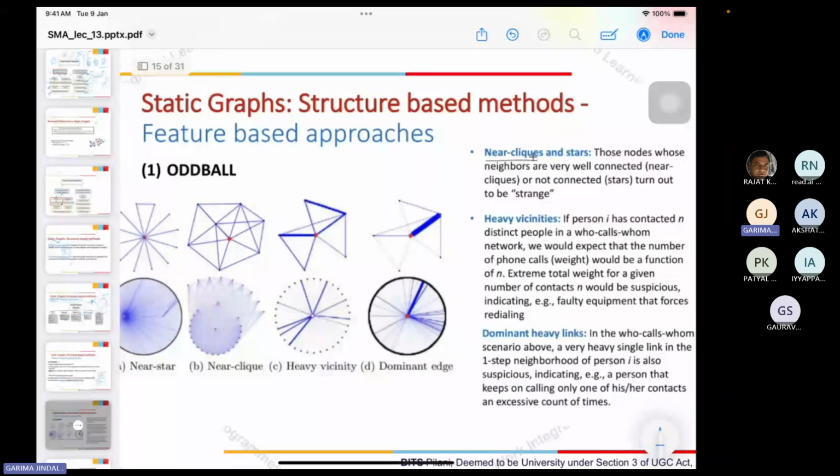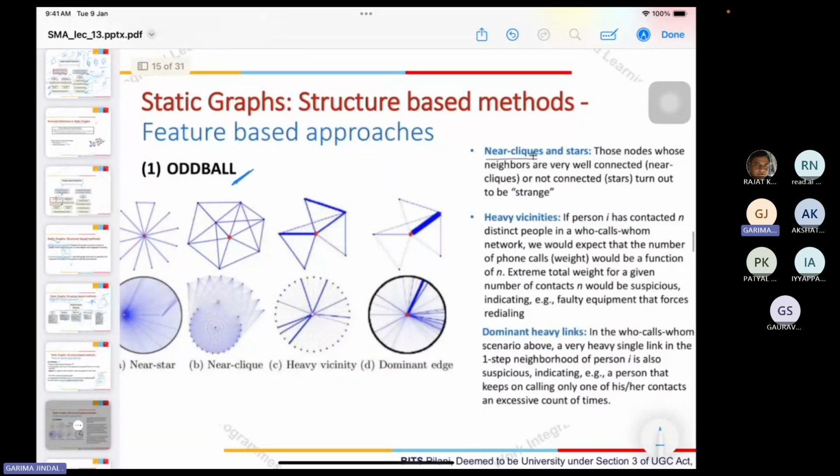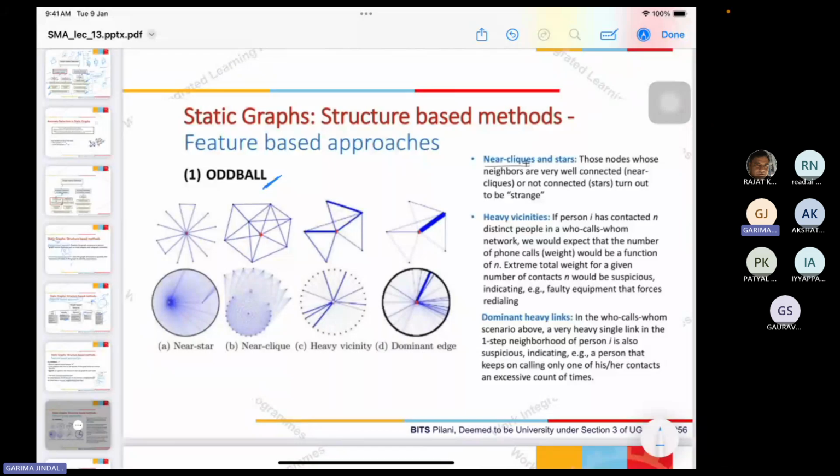Okay, so now coming back to the oddball algorithm. I have told you that first we identify the ego network. After identifying the ego network, we are going to see the pattern along the ego network. They have these rules, and based on the rules, we can say whether a particular node is anomalous or not.